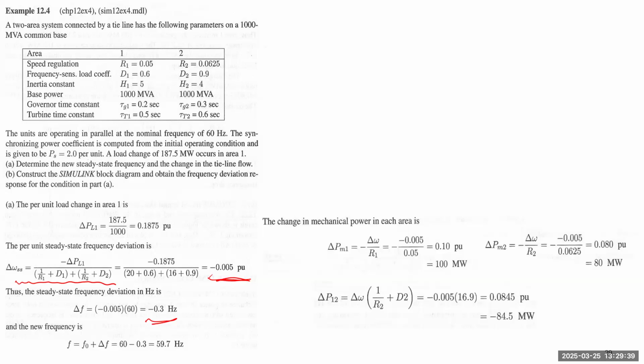So then using the droop control formula, you can calculate the delta PM1 and the delta PM2. Generator 1 will increase the power by 0.1 per unit, which is 100 megawatt. Unit 2 will increase by 0.08 per unit, which is 80 megawatt. And tie flow change will be negative 84.5 megawatt.